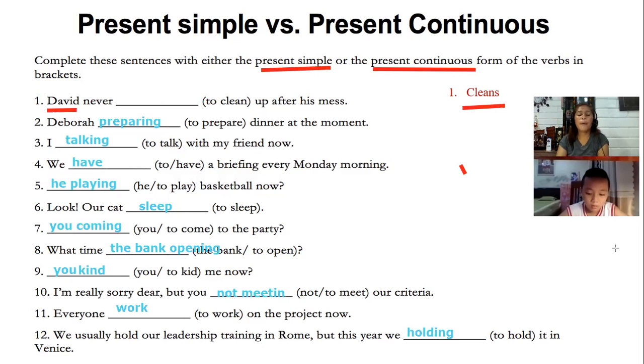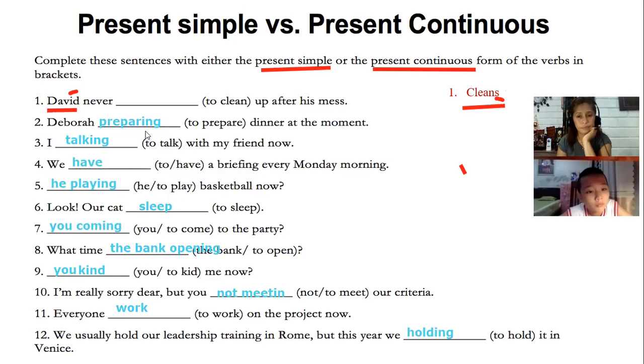Okay, now, number one. We already answered, as I told you, we use verbs with S because David is singular. So we need to put S here.